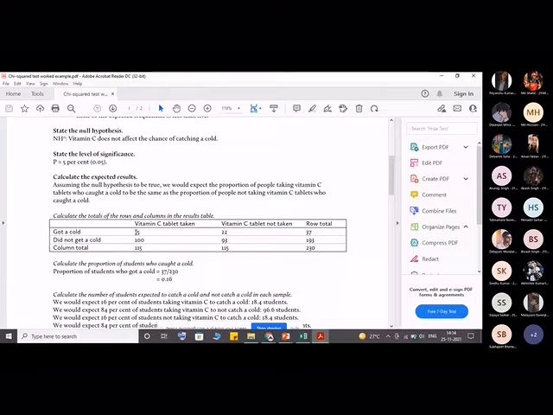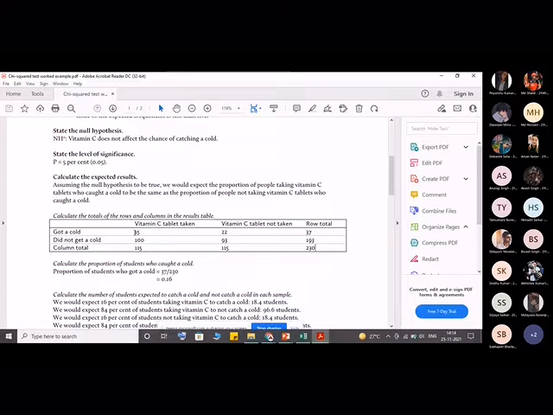So what is the row total? If you calculate 15 plus 22, it is 37. Now the second value: 100 plus 93 is equal to 193. This is the row total.